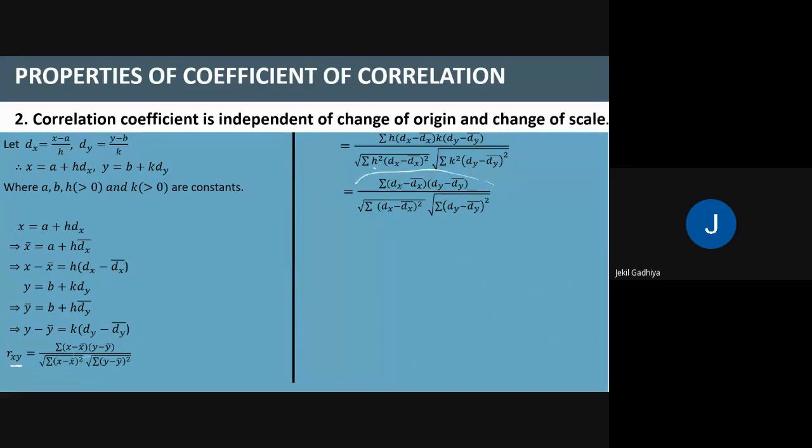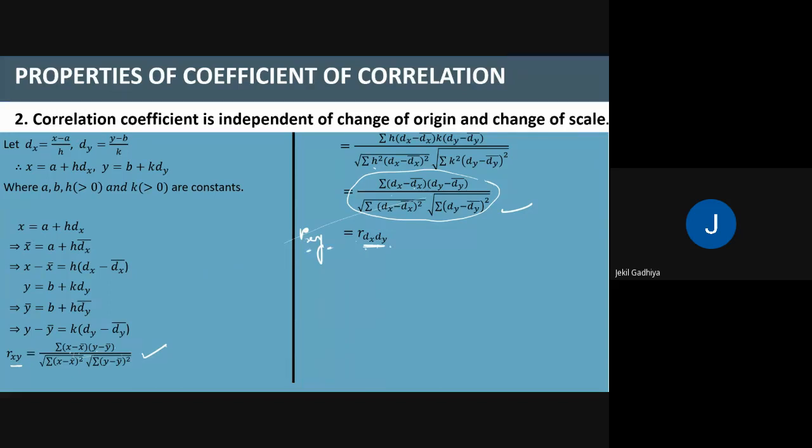Now if you compare this and this formula, instead of x, here we replace dx. Instead of x bar, we replace dx bar. Instead of y, we replace dy, and instead of y bar, we replace dy bar for each term. Right. So this is the formula for x and y, then this is the formula of dx and dy. So here you can see that r of xy equal to r of dx dy. So old origin is x, but new origin is dx. Old origin is y, and new origin is dy.